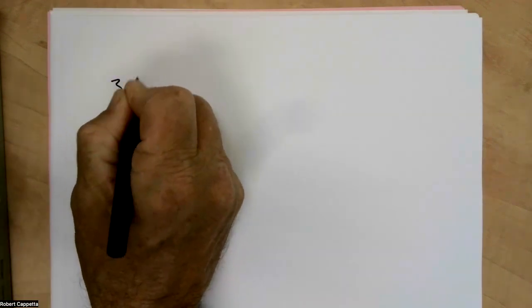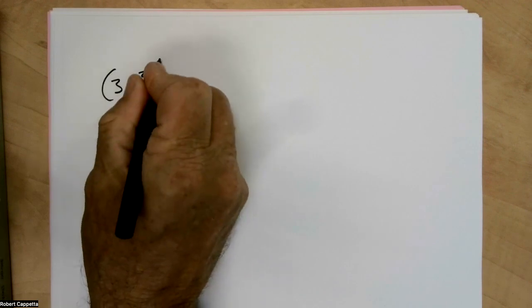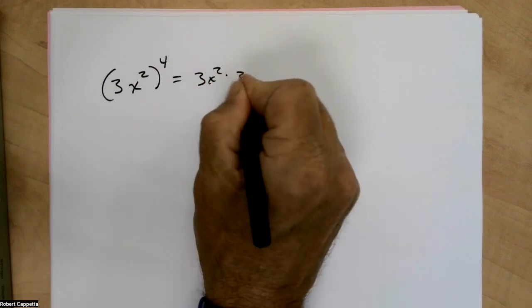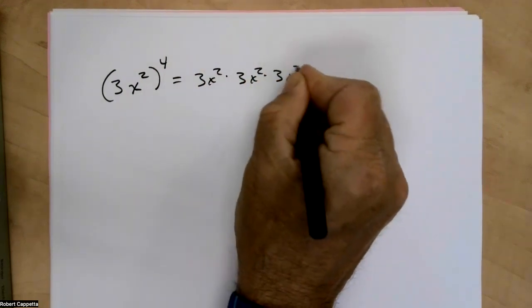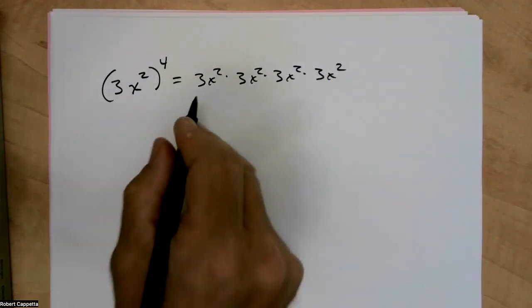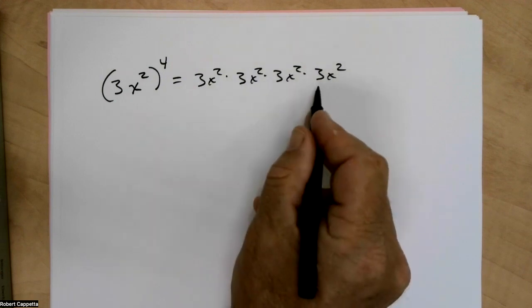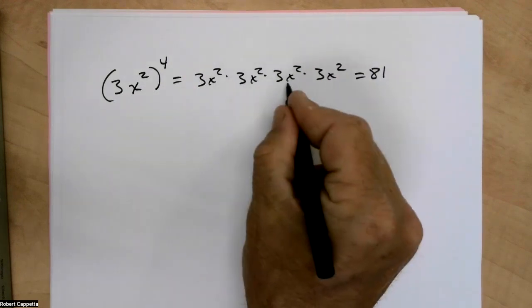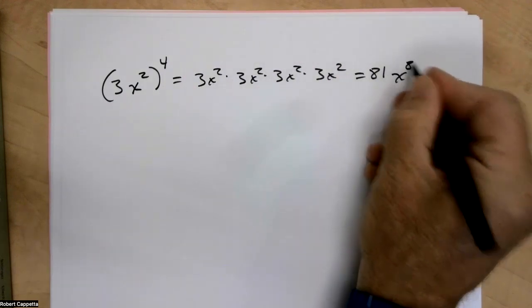If I have, for example, 3x squared to the 4th power, what does this mean? It means 3x squared, 3x squared, 3x squared, 3x squared. So let's not lose sight of that. 3x squared times 3x squared times 3x squared times 3x squared. But maybe you could simplify it from there, right? 3 times 3 is 9, times 3 is 27, times 3 is 81. X squared, x squared, x squared, x squared, that's x to the 8th. Fine, we can see it that way.